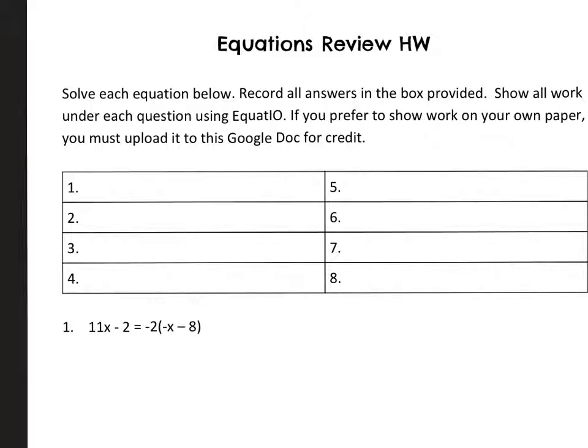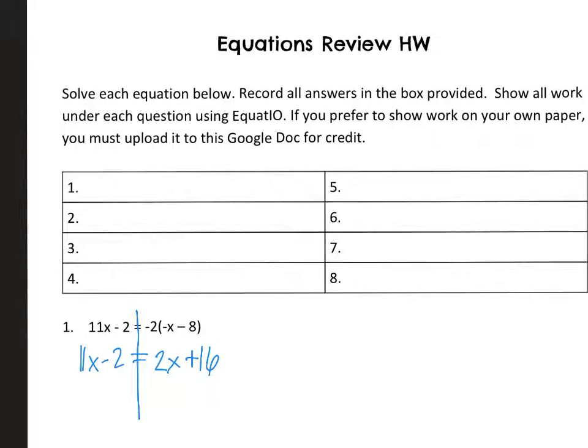Okay, so the first thing that I need to do is I'm going to draw a line through my equal sign. And then I have parentheses, so I know that I'm going to need to distribute because I have a variable inside those parentheses. So -2 times -x is going to give me a positive 2x. And then -2 times -8 gives me a positive 16. All right, I'm going to copy everything down from my left side.